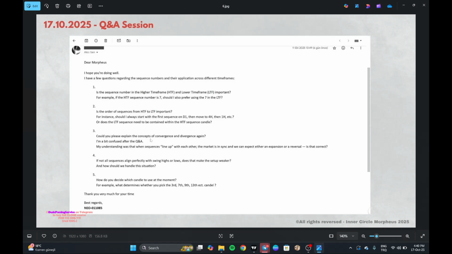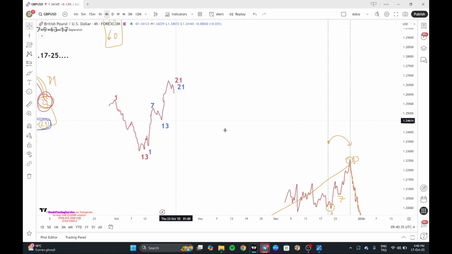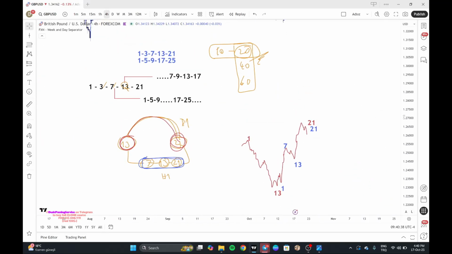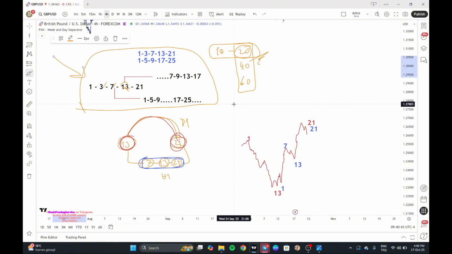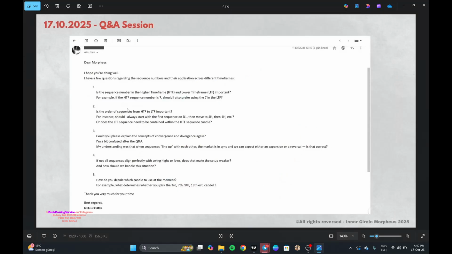Could you please explain the concept of converge and diverge again? Yes, I just explained here already. Sorry, this part. This is how numbers are converged or diverged, as a chain, as a sequence. Yes. Yeah, I already answered these.